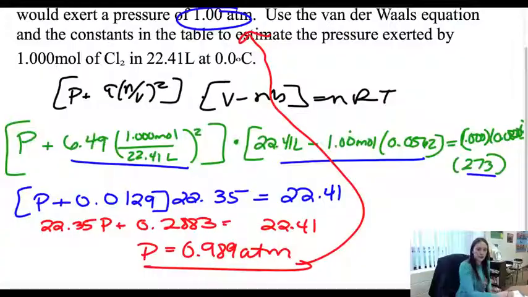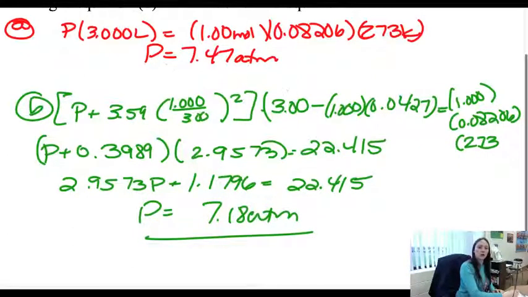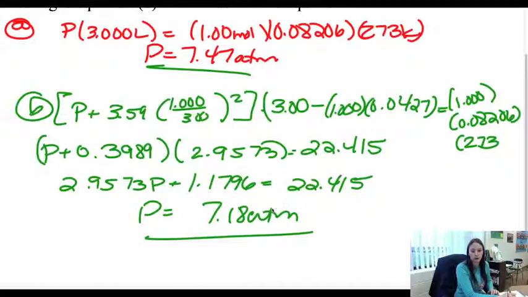Okay, go ahead and try the last problem. Okay, so here you should get 7.47 atm when you're looking at letter A, dealing with the ideal gas law. When looking at B with the van der Waals equation, you should get 7.18 atm. And again, notice how they are just a little bit different. But again, the further you get from being like an ideal gas, the further apart these two will get.